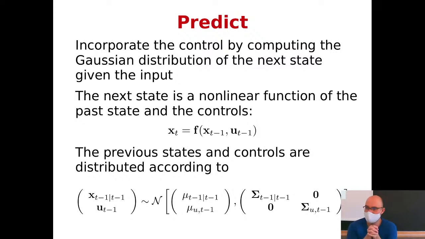The predict. Remember, the role of the predict is to incorporate the control by computing the Gaussian distribution of the next state given the input. The ingredients are the transition function, f of x t minus 1, u t minus 1. We know that the previous state and controls are distributed according to a generic distribution. Let's say that it's a Gaussian, because after conditioning, we will always have a Gaussian distribution which is represented with mu and sigma, because conditioning cannot be done in the unscented space.